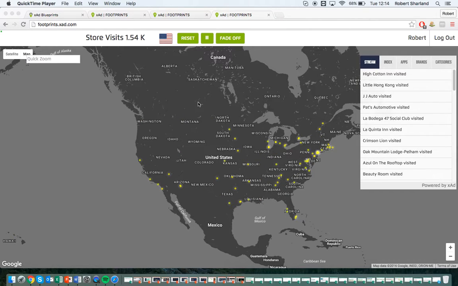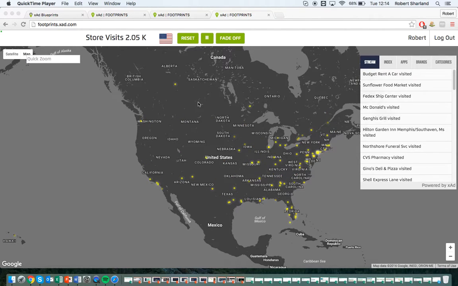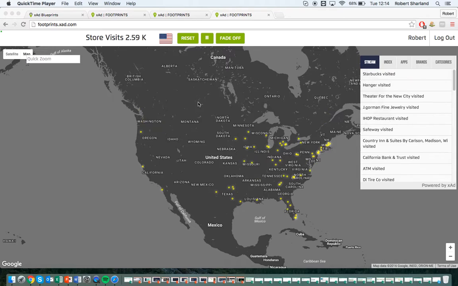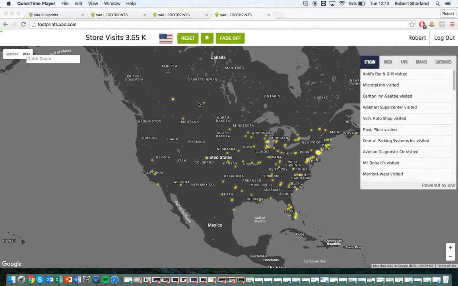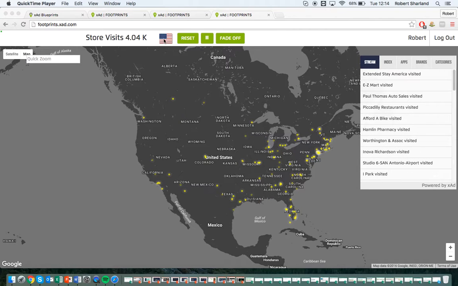Hello, this is Rob from Exad doing a demo on footprints and blueprints, which is how Exad, a location specialist in the advertising market, define users and the locations that they are within.